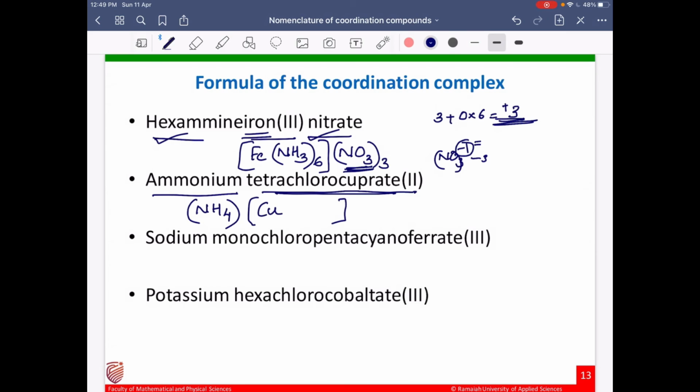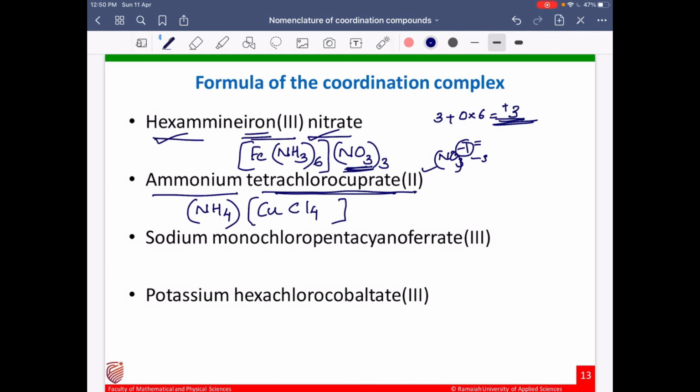Tetrachlorocuprate. First we have to write the metal, that is copper. Tetrachloro means CuCl4. Now for CuCl4, they have given the oxidation state of copper as 2. From this we have to find how many ammonium groups should be present in the formula.